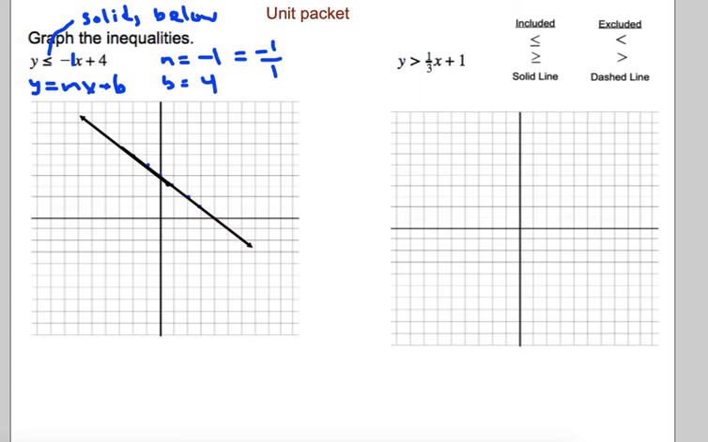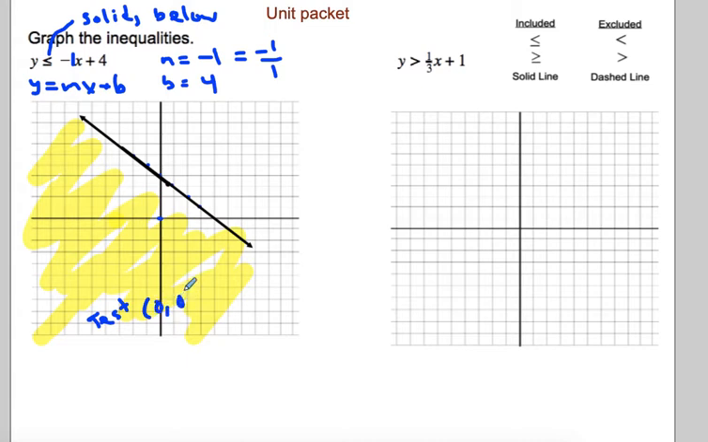So I'm going to come over to my highlighting device, and less than that line is going to be everything in here. So if you pick any single point that's in here, it's going to give you a true statement. If you wanted to check that, you just pick a point. Like the origin is always an excellent point to test. So if you wanted to test the origin, you would go something like this.